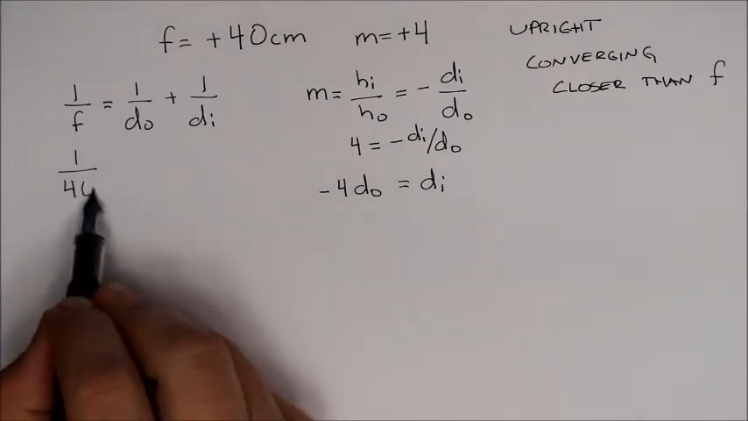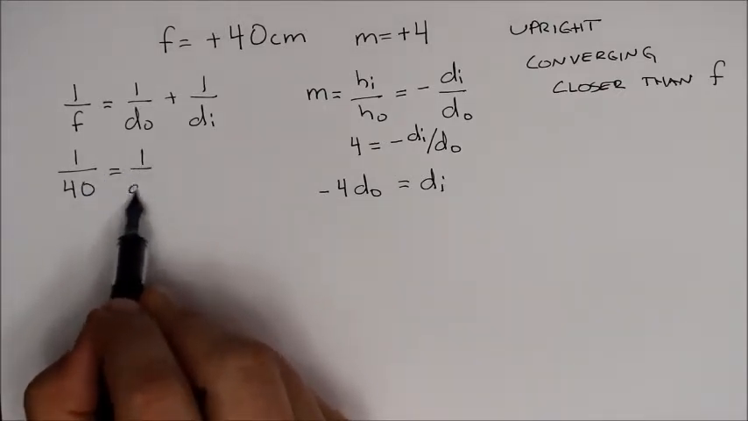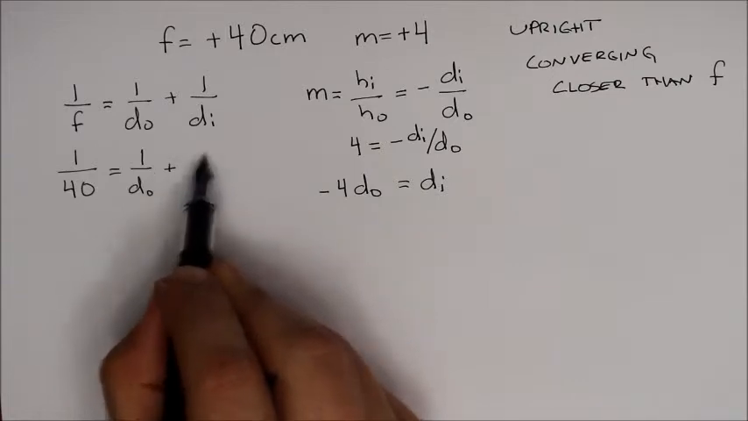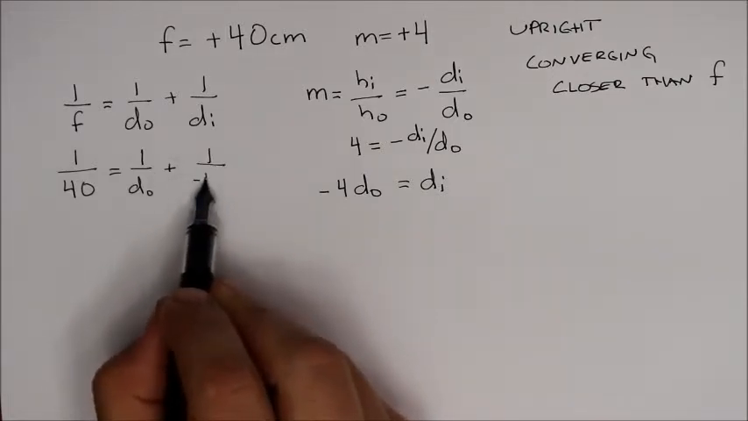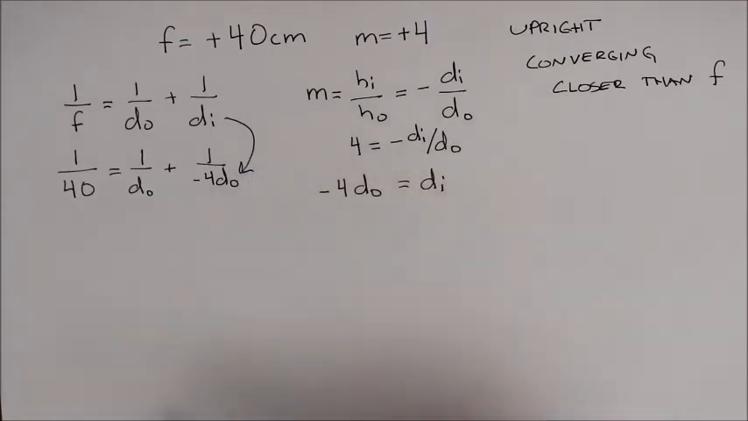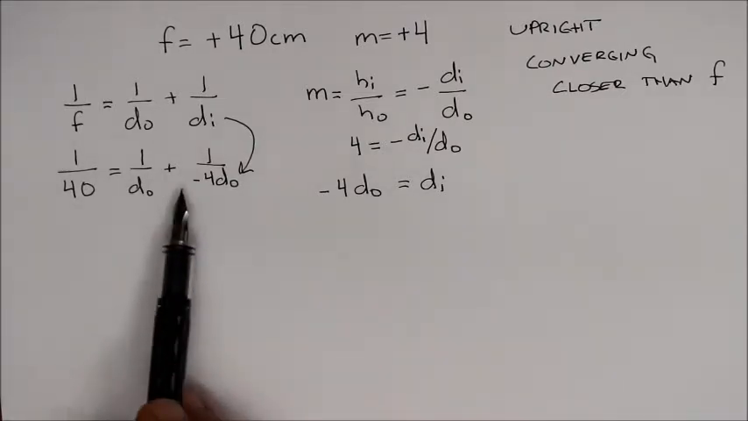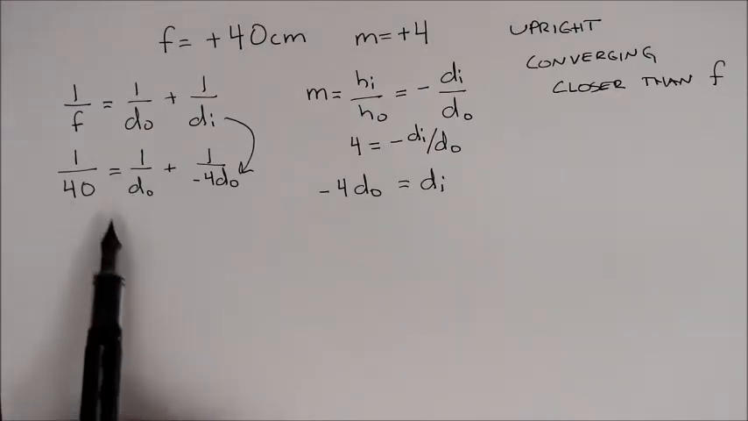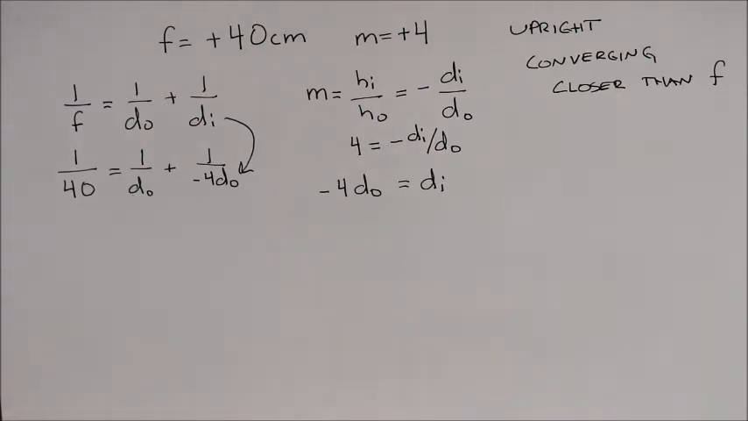I know that 1 over 40 is 1 over DO plus 1 over -4 DO, where I've just substituted in here. Now, the temptation here is to invert this equation at this step, but of course I can't invert that. When I have a plus sign, it will not simply give me 40 equals DO minus 4 DO. If that were the case, then we would not need this equation at all. We would always just write it F equals DO plus DI.